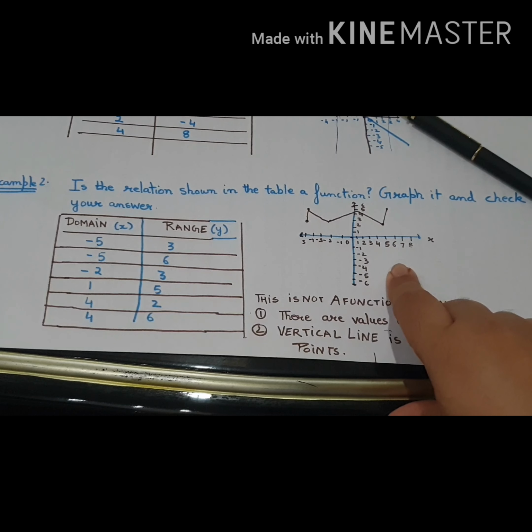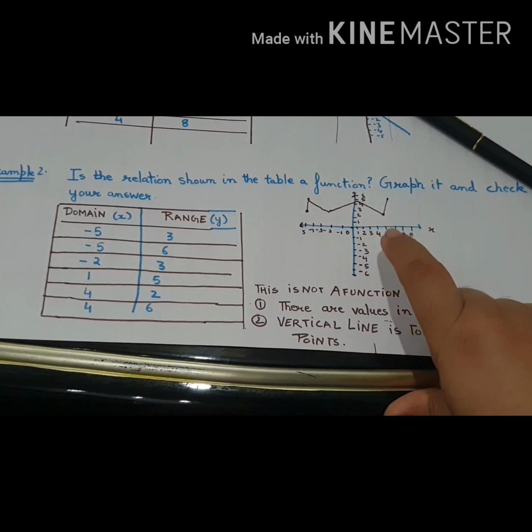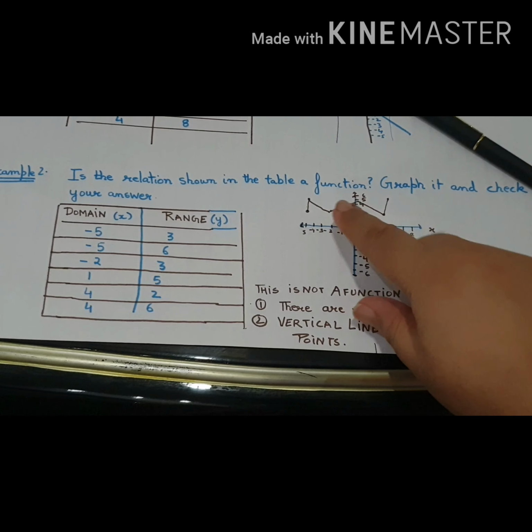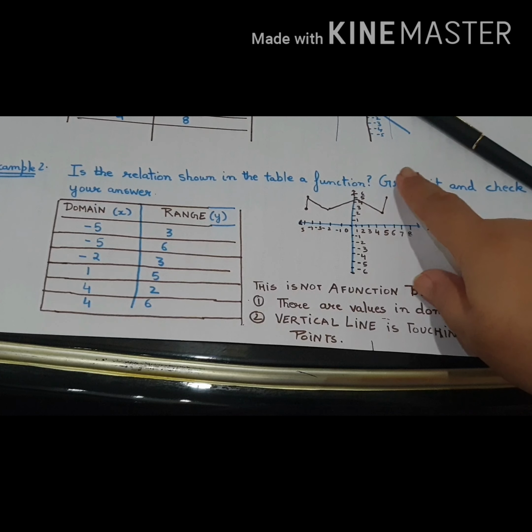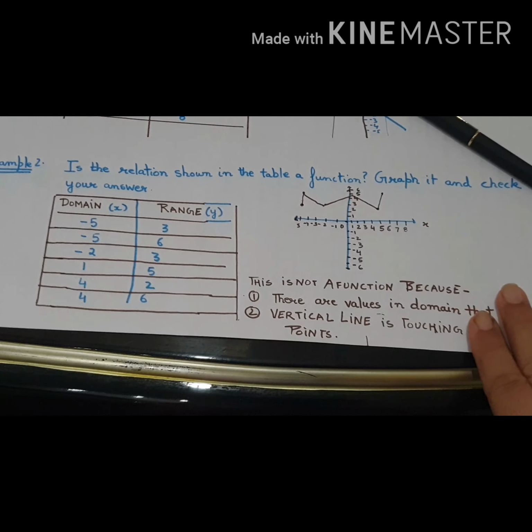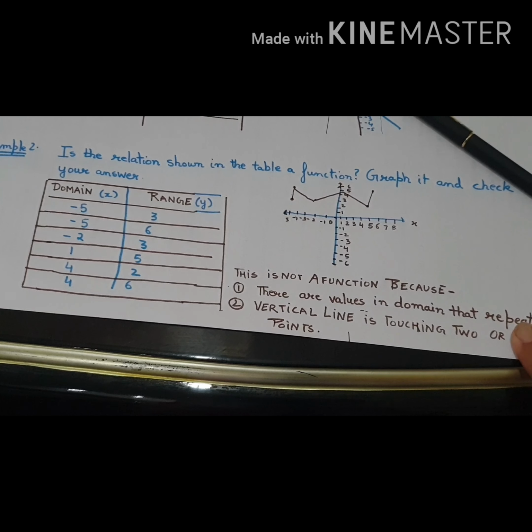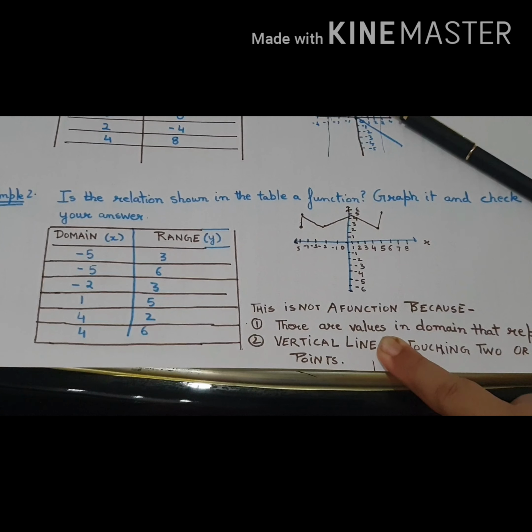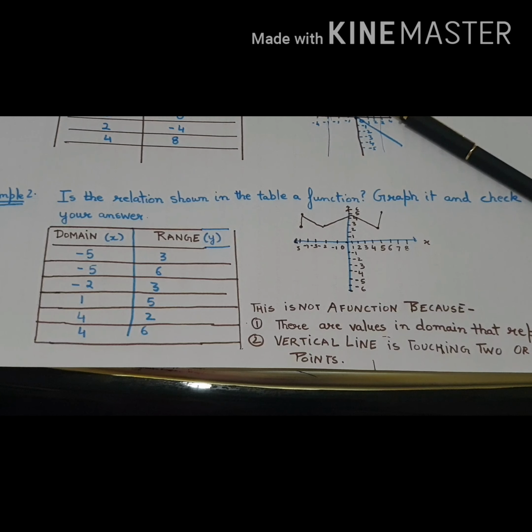I will check that graph, and I will definitely comment on whether the graph is right or wrong. Now when you have made this graph, and if you put the vertical lines over here, what you will see is that the vertical line is touching 2 or more points. I have told you earlier also, if the vertical line is touching 2 or more points, then it is not a function.